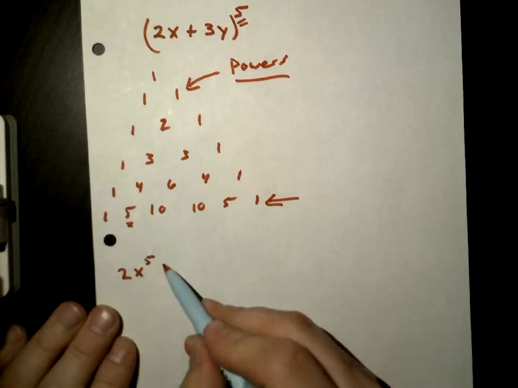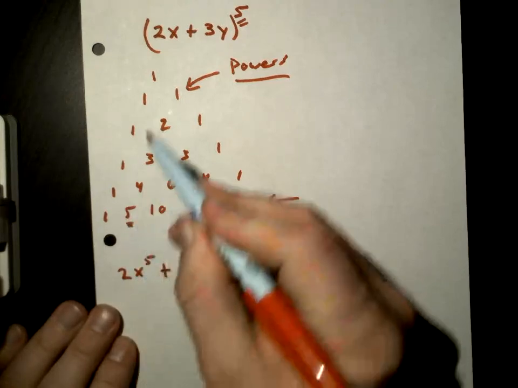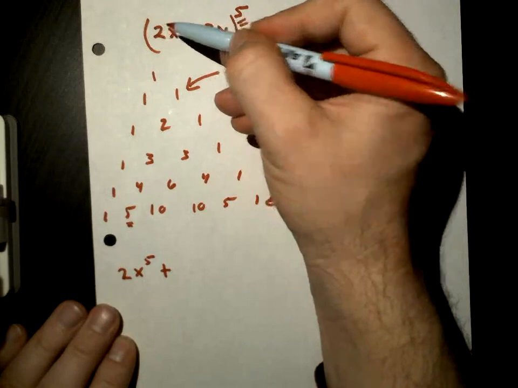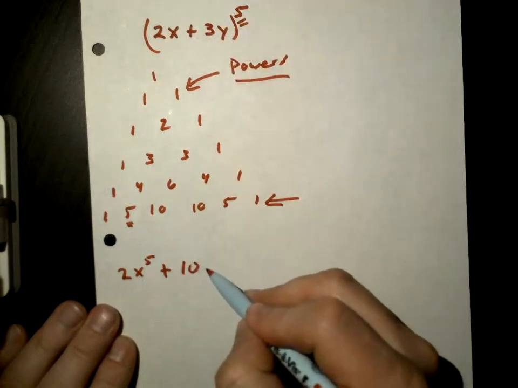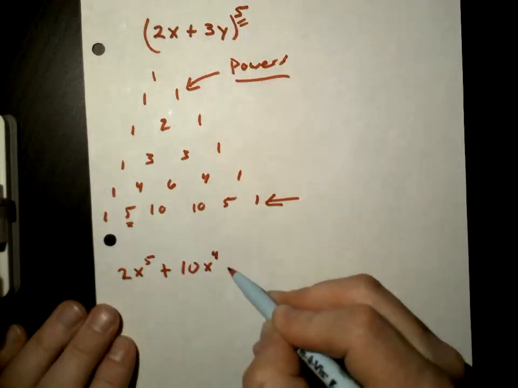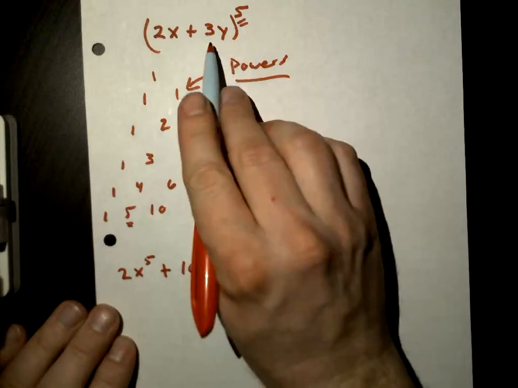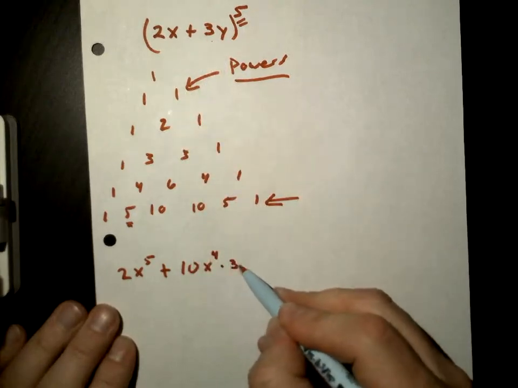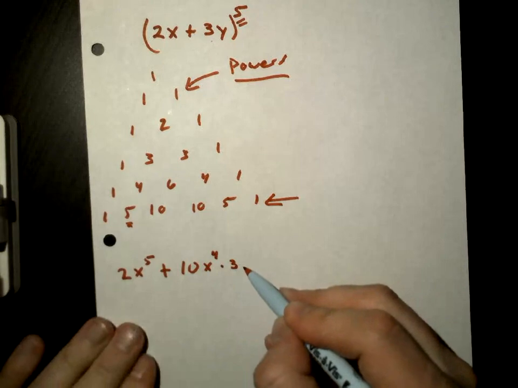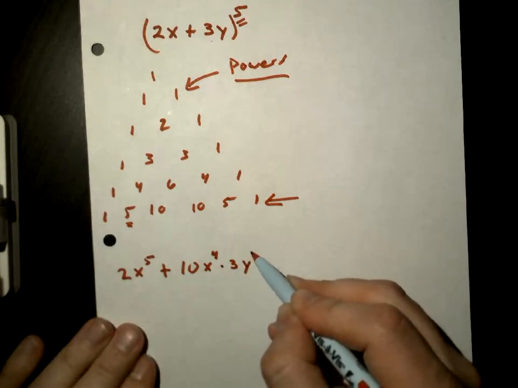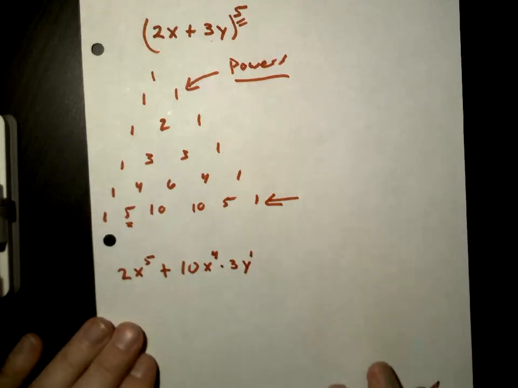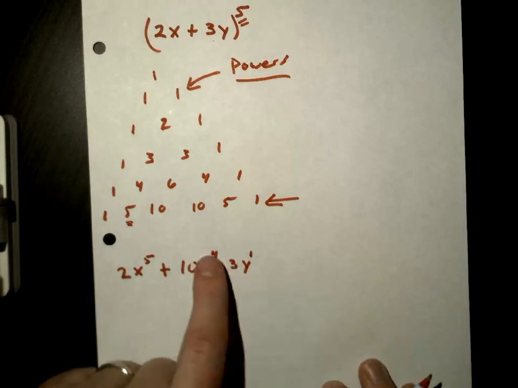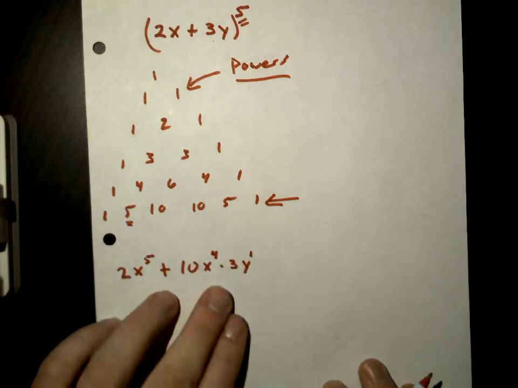Okay, keep going. So positive. And then I'm going to go 5 times 2 is 10. So that's going to be 10x to the 4th. Then you're going to put the 3. So 3y to the 1st. The exponents should add to 5. Okay, keep going.